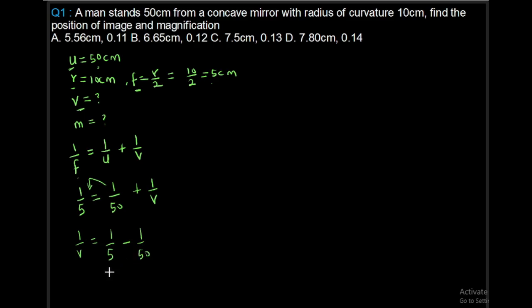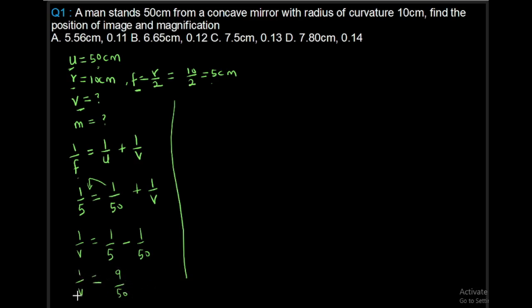All right, and that will give us 1 over v equals, if we use our calculator to simplify this, 1 over 5 minus 1 over 50, that will give us 9 over 50. So we have 1 over v equals 9 over 50. Now what we need in this question is v, not 1 over v. So to get v, we'll take the inverse of both sides.